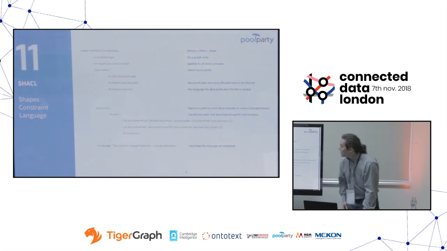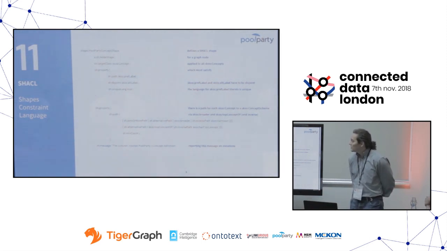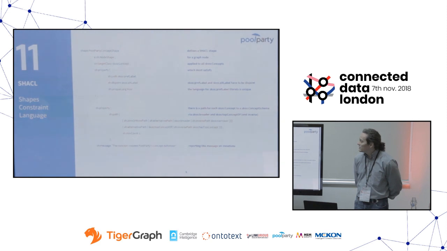So here we have an example, which is actually about a SKOS concept in PoolParty Thesaurus. On the left side, we see the shape that we defined. On the right side, we have the explanations. So first of all, we define this as a SHACL shape.